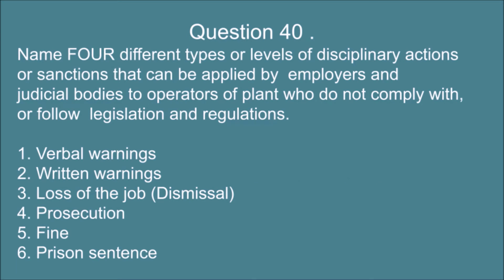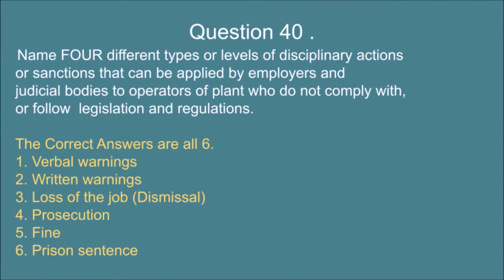Question 40. Name 4 different types or levels of disciplinary actions or sanctions that can be applied, by employers and judicial bodies, to operators of plant who do not comply with, or follow legislation and regulations. 1. Verbal warnings. 2. Written warnings. 3. Loss of the job, dismissal. 4. Prosecution. 5. Fine. 6. Prison sentence. The correct answers are all 6.